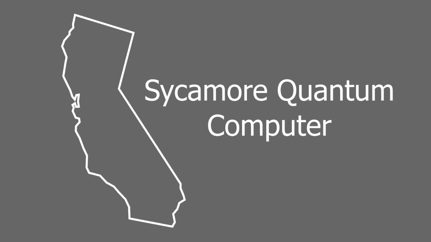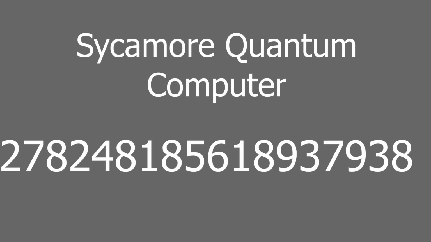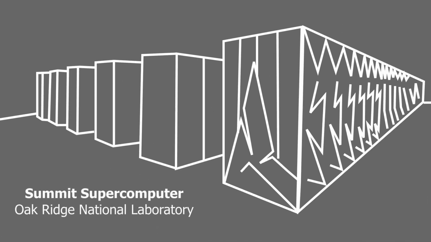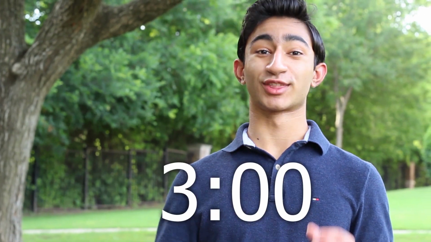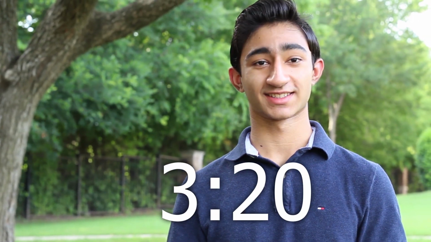This is revolutionary. A team of engineers in California constructed a quantum computer and fed it a long list of seemingly random numbers. The computer was given the task to find the correlation of numbers through regression. This is a task that would take the most powerful supercomputer in the world over 10,000 years to compute. The quantum computer did it in 3 minutes and 20 seconds.